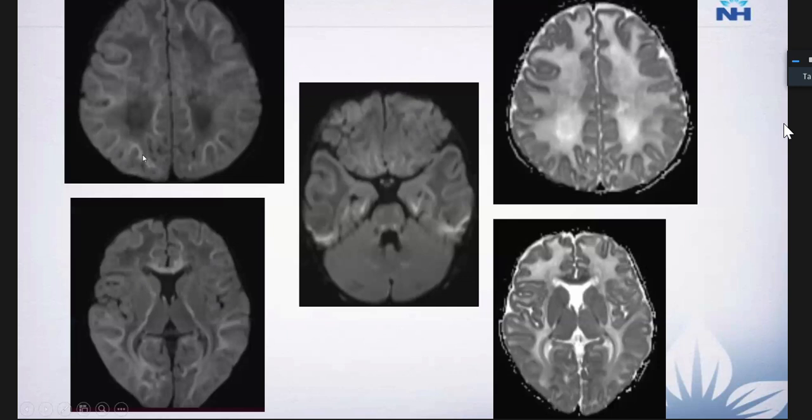Here are the DWI and the ADC images. So as compared to the previous case, here what we are seeing is that only at the leading edge of the white matter hyperintensity in the subcortical area, there was restricted diffusion. The rest of the area, which was looking liquefied, was showing high ADC value, so that was not a true restricted diffusion.